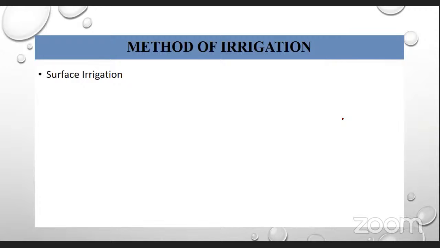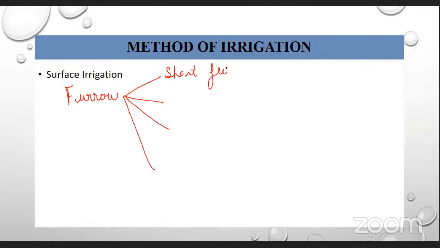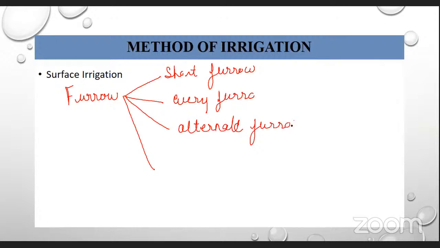Anything else about irrigation methods? I just want to tell one more thing. In furrow irrigation there are some other methods also, like the short furrow that sir has asked you about again and again. Then we have every furrow irrigation. Then we have alternate furrow irrigation, which is also known as skip irrigation.